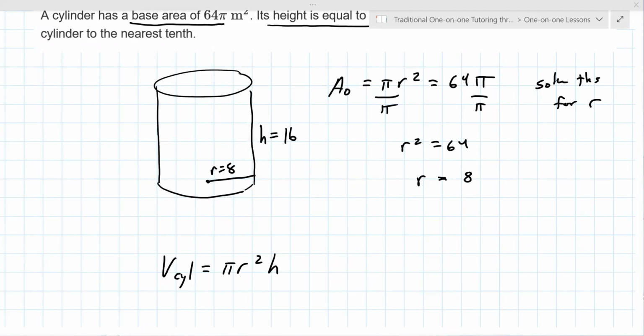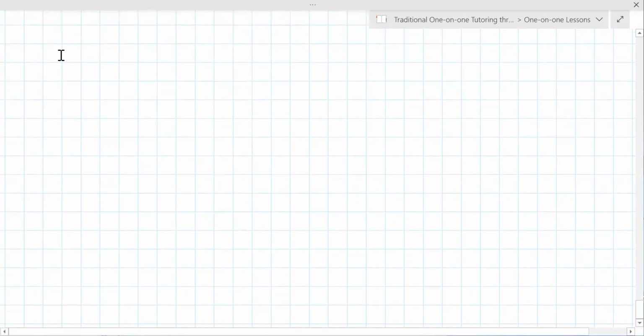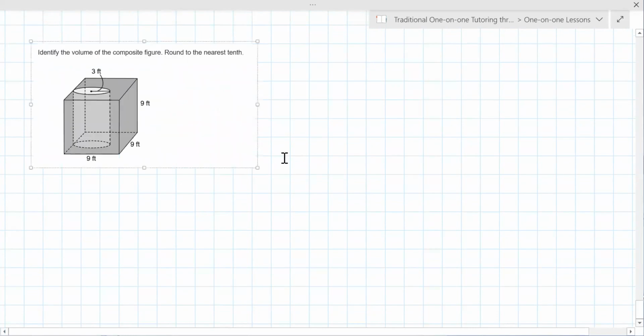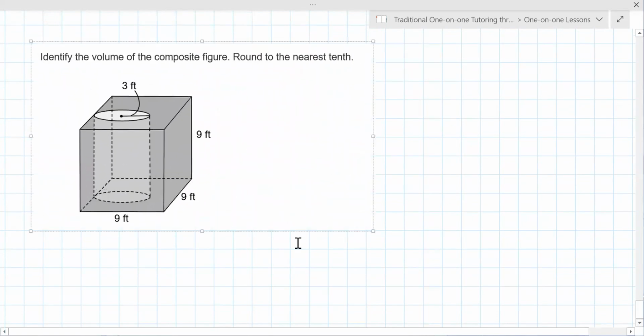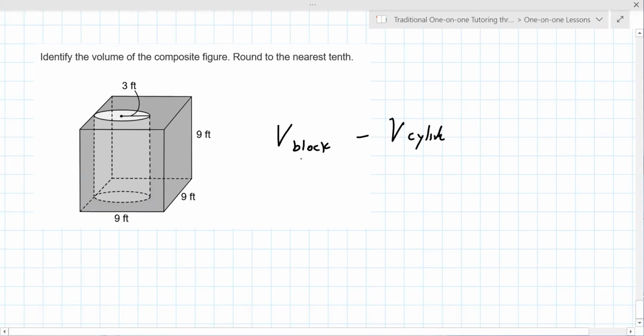So the next problem is a composite shape. It's a little wonky because whenever you're trying to view something that's three-dimensional in two-dimensional space, it doesn't work. But this is the volume of a block, the block is the darker gray one, minus the volume of a cylinder. So how do you find the volume of a block? Length times width times height. So that's 729. That's good. You remember that from what we did earlier.